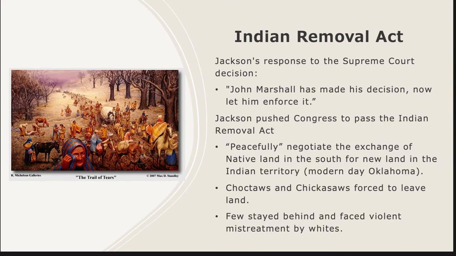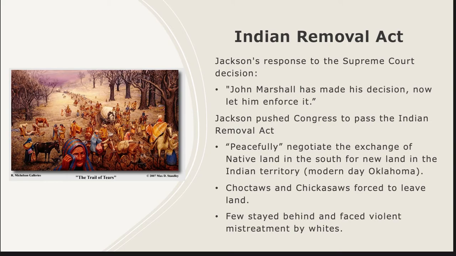But this is not going to stop the removal of the Native Americans, because remember, Jackson wants to keep his support, and he wants to keep the support of the South. So Jackson's response to John Marshall's decision is, and I quote, "John Marshall has made his decision, now let him enforce it." This is a quote that the Regents likes to use because it points out that the powers of the different branches cannot or are limited to certain means.